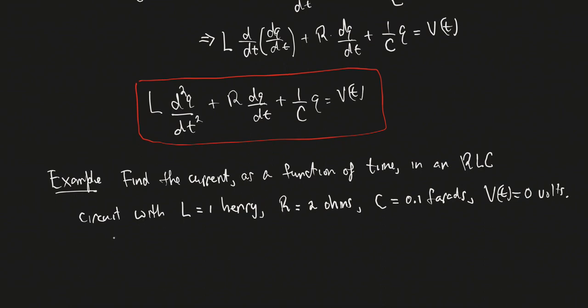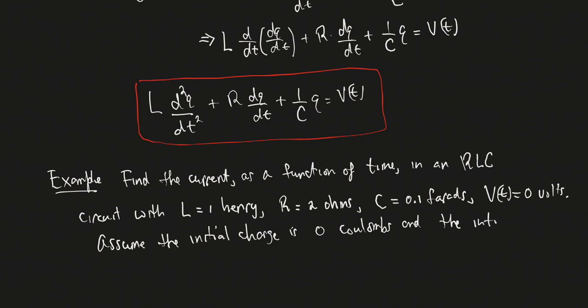And let's say assume the initial charge is 0 coulombs, and the initial current is, let's say, 2 amps. So is 2 amperes. All right. And again, what we want to find is the current.